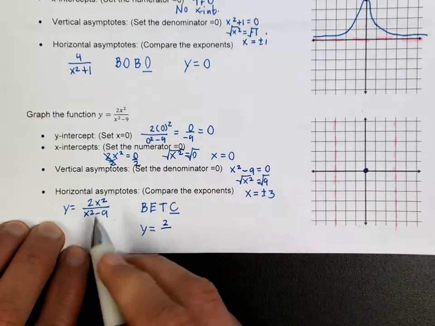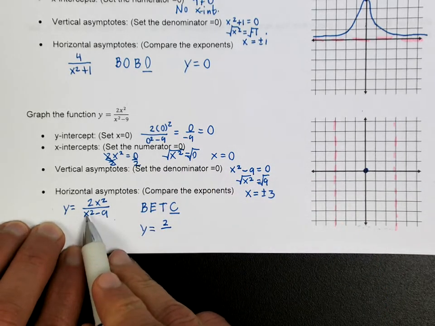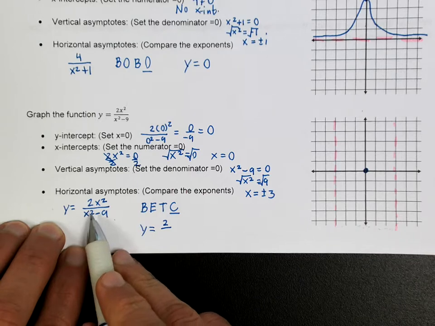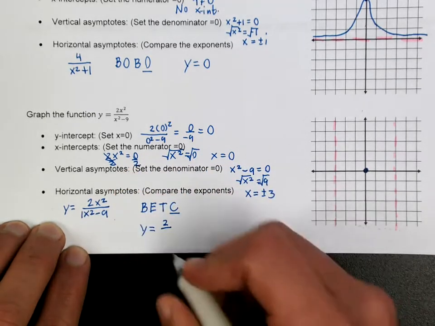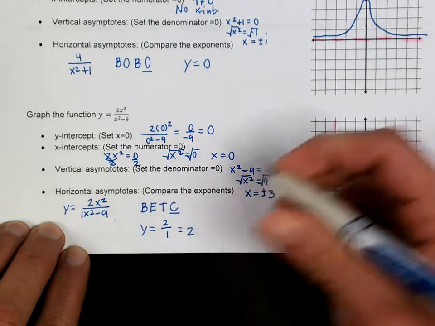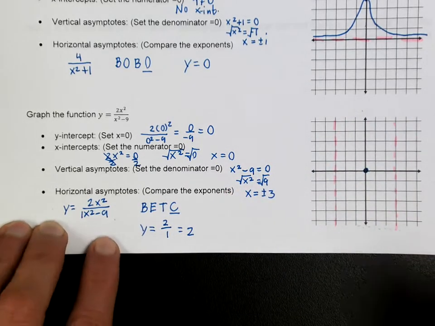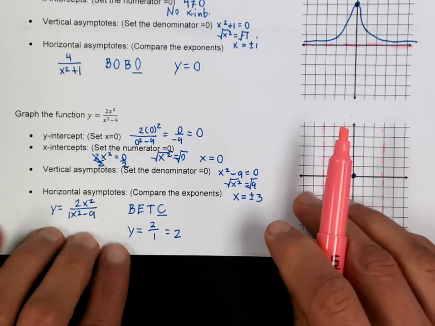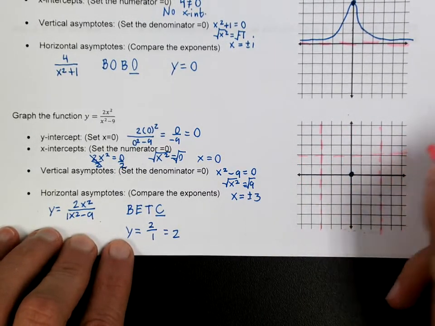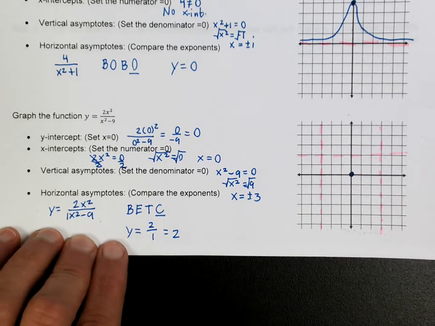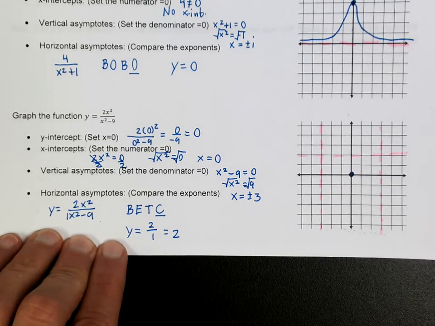And then we're going to divide that by the coefficient of the number that's attached to this x squared. Now, if you don't see a number here, that's actually just a 1. Right? So we have 2 over 1, which is 2. So in this one, the horizontal asymptote would be y is equal to 2, which is up here. Okay?